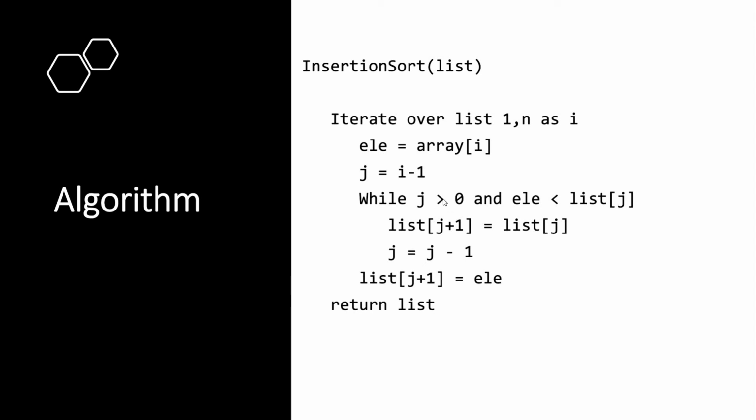So here we are making sure while j is greater than 0 so that we don't run into negative indexes, and then we are making sure that if element is less than list of j, only then we keep iterating towards the left side. If the element is greater than the list of j, then we break the loop and come out, and then we insert the value of the element into the right index, which is j plus 1, and then return. So we keep doing this until we exhaust the counter, and then at the end of the outer loop we would be able to get a sorted list.